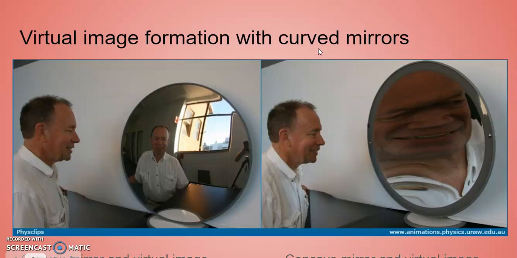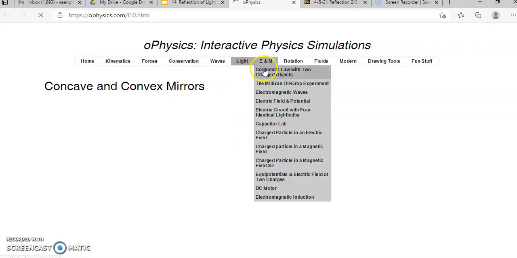Likewise, you've got the guy on the left, he's looking at a convex mirror, and then on the right, that is a virtual image of him magnified and distorted. And in both cases, these are virtual images with a convex mirror on the left and concave mirror on the right, where he happens to be standing within the focal point of that mirror. This is worth taking a look at right here.